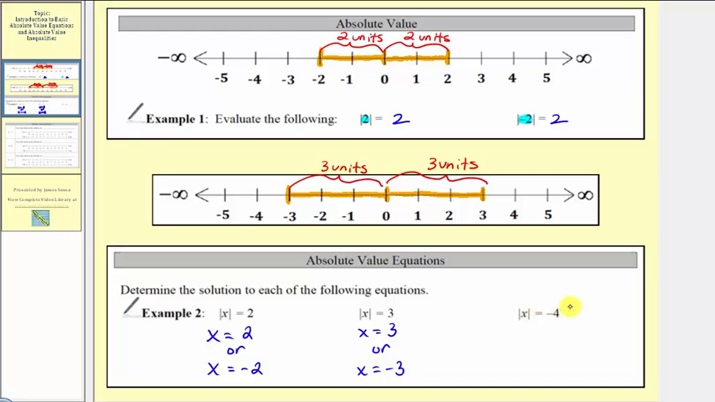Next we have the absolute value of x equals negative 4. So we're looking for all the numbers whose distance from 0 is equal to negative 4. But again, we can't have a negative distance, and therefore there are no solutions to this equation.